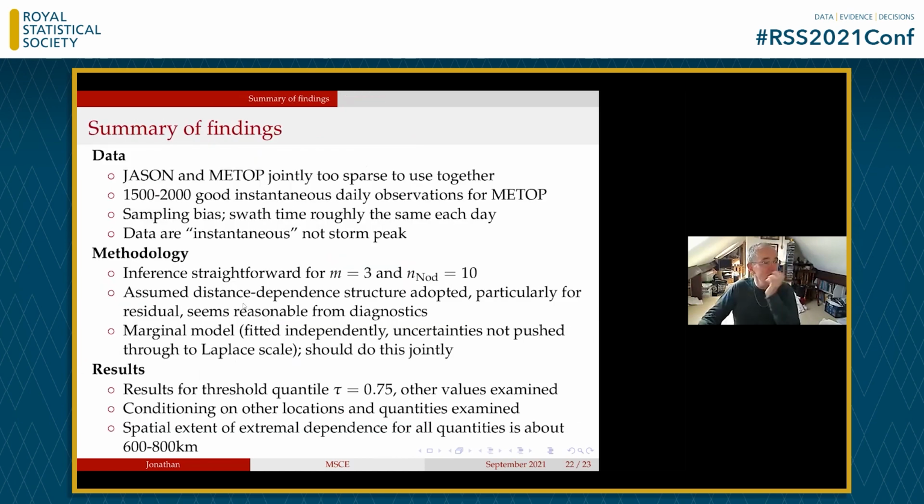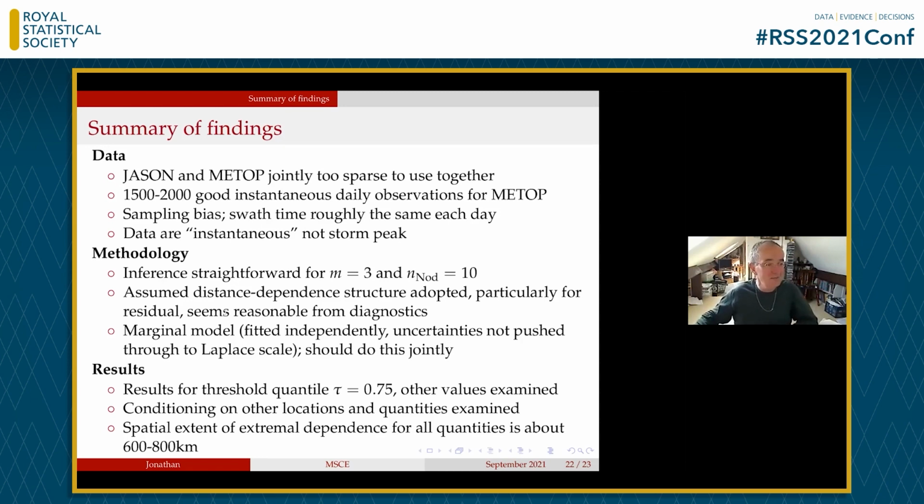So this is the last slide. In terms of data, we couldn't use JASON and METOP together, unfortunately. We can get by now about 2,000 good daily observations for the METOP satellites. There's a bit of sampling bias because the swaths pass over the North Atlantic at the same time each day. And the data are instantaneous, not storm peak. Typically the engineers like to work on the worst thing that's going to happen in a storm, not an instantaneous value of the quantity.